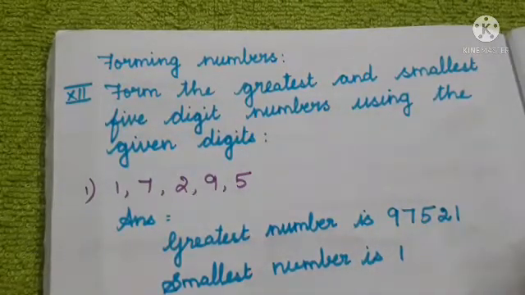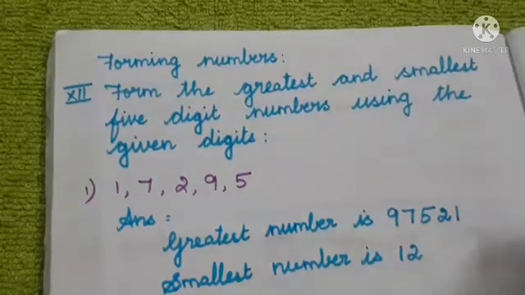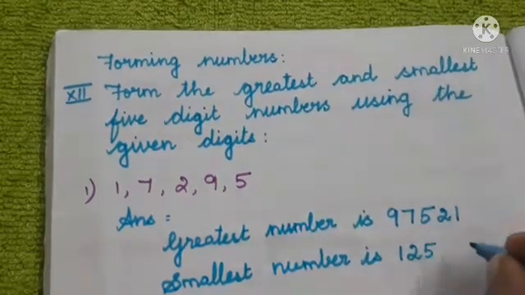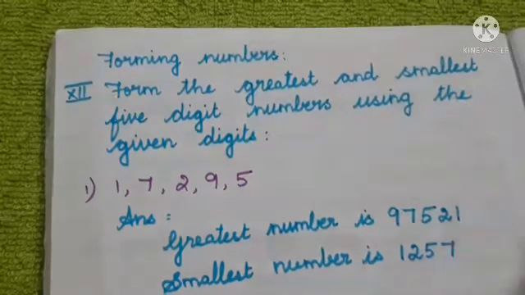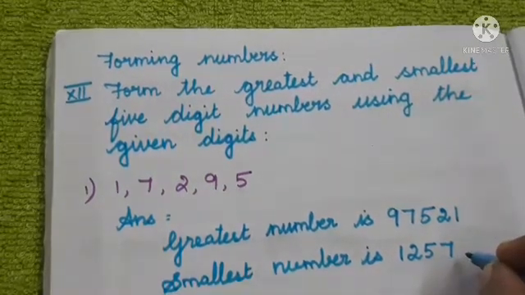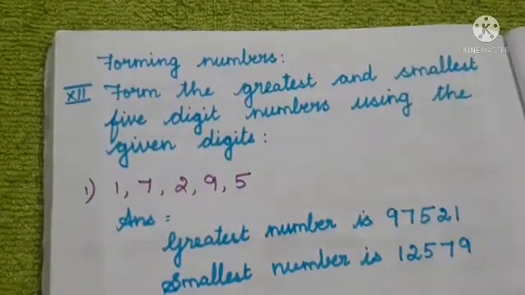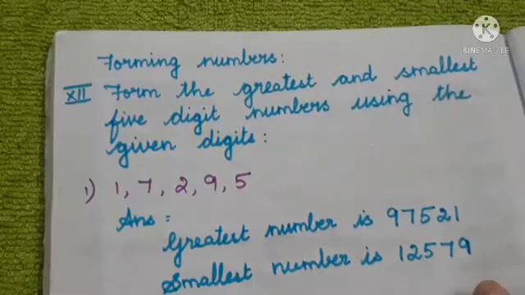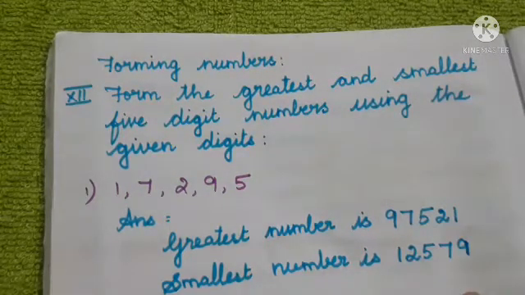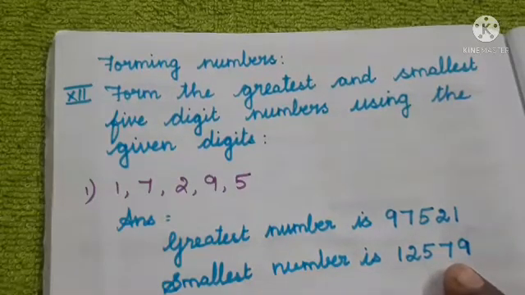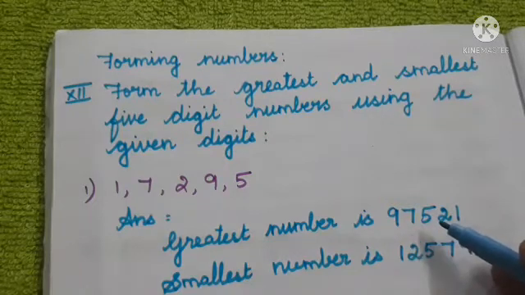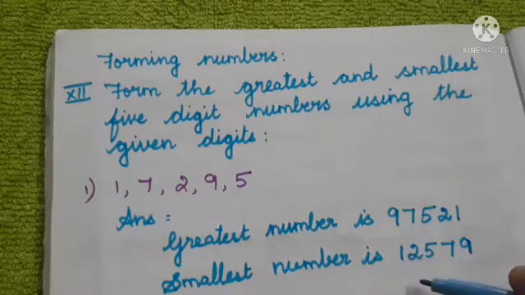Next greater number is which one? Next greater number is 2. After the 2, 5 is the greater number. After 5, 7 is the greater number. After 7, 9 is the greatest number, isn't it? So here we have written the smallest number, that means 1, 2, 5, 7, 9. Have you understood? Greatest means arranging the digits in descending order. Smallest means arranging the digits in ascending order.